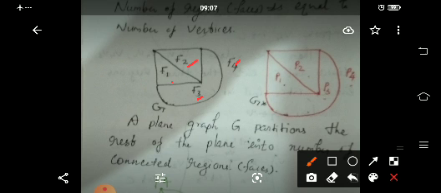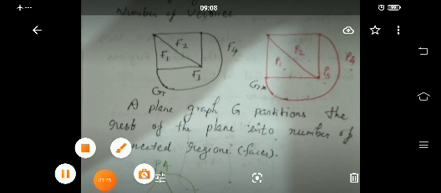Then a plane graph G has partitions. Here P1 denotes partition 1, P2 partition 2, P3 partition 3, P4 partition 4. From this graph, here 4 faces F1, F2, F3, F4 and G star. Here P1, P2, P3, P4 are 4 partitions. Then the rest of the plane is divided into a number of connected regions, faces. Regions means faces. See this graph.